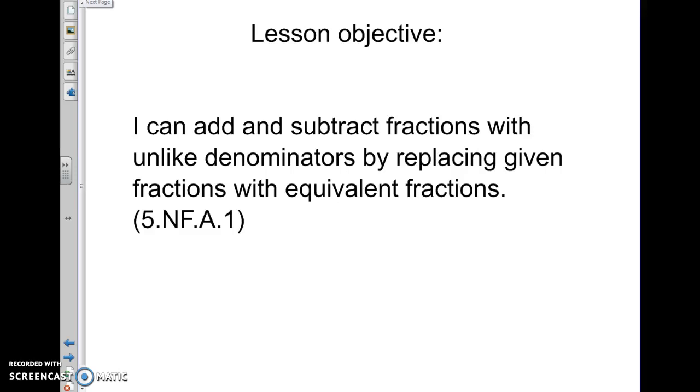Our lesson objective today: I can add and subtract fractions with unlike denominators by replacing given fractions with equivalent fractions. It's 5th grade standard, numbers fractions A1.